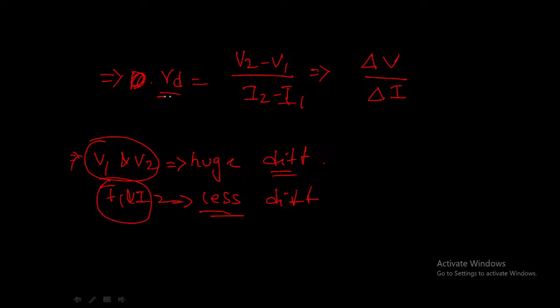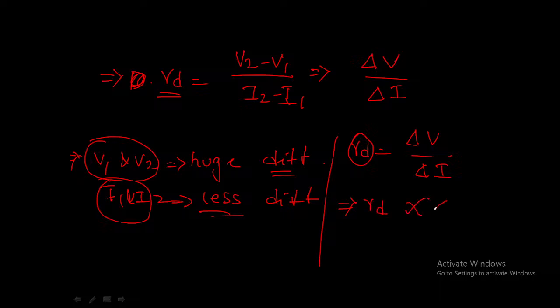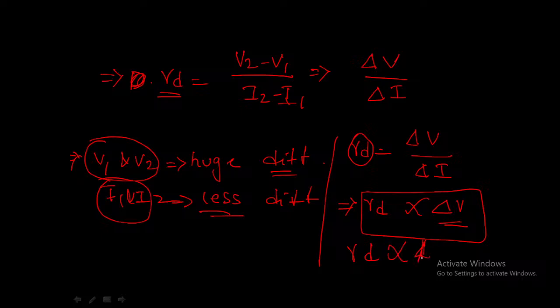So here from the formula we can observe, RD is equal to delta V by delta I. So from here what we can observe, dynamic resistance is directly proportional to change in voltage, and it is inversely proportional to change in current, 1 by delta I.